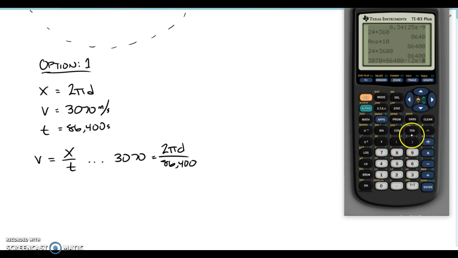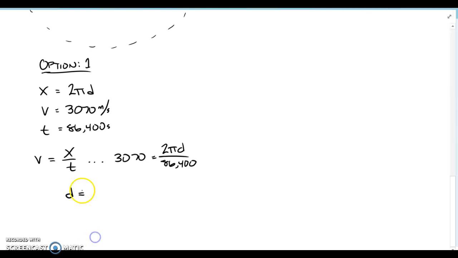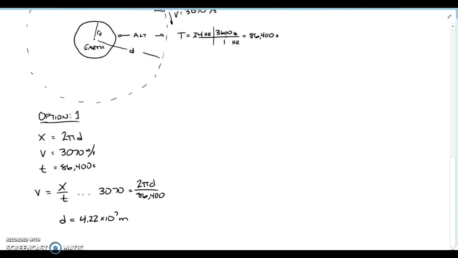So now I've got 2 pi d on the right side, and so I'll need to divide by 2 pi to isolate the d. Now be careful, make sure you put parentheses, because if you don't, your calculator will divide everything by 2 and then multiply by pi. We want to divide the whole thing by 2 pi to get a distance that is 4.22 times 10 to the 7th meters. The distance to the center of the Earth is 4.22 times 10 to the 7 meters. However, if you look at the problem, they're not asking for the distance to the center of the Earth.